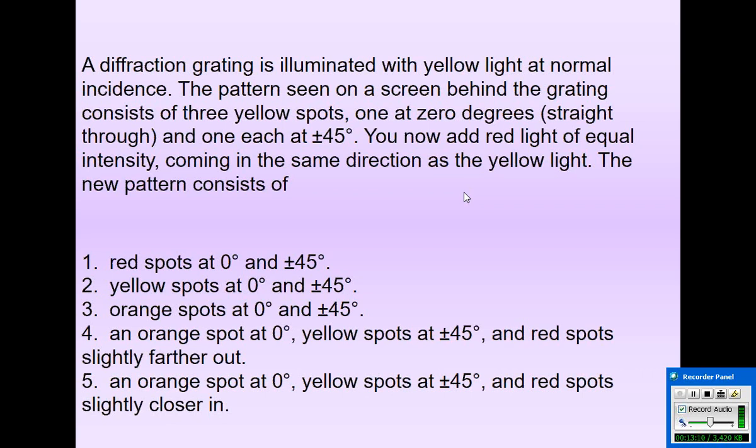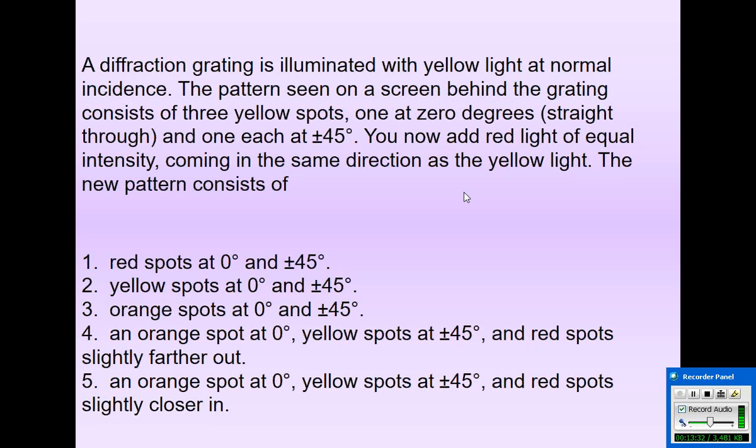Red spots at 0 and plus or minus 45, or yellow spots at 0 and plus or minus 45, orange at 0 and plus or minus 45, or an orange spot at 0 and yellow spots at plus or minus 45 and red spots slightly farther out, or an orange spot at 0, yellow spots at plus or minus 45 and red spots slightly closer in.